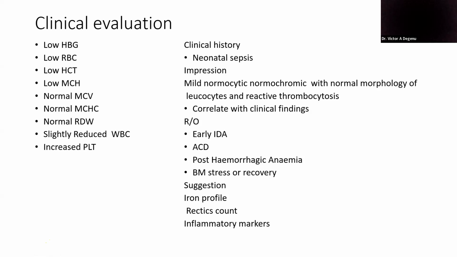So in the first place, anemia of chronic disorder can be a result of chronic inflammation or infection that is causing the mild normocytic anemia with elevated platelets.